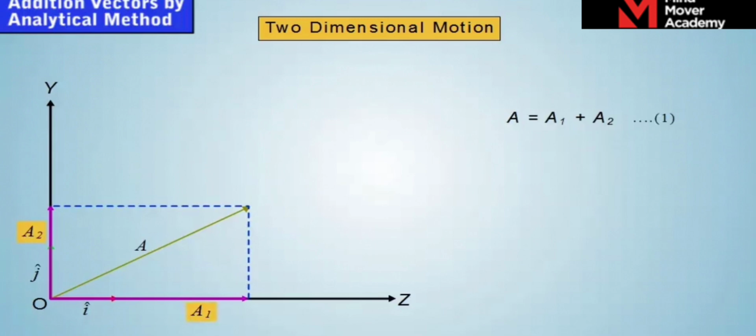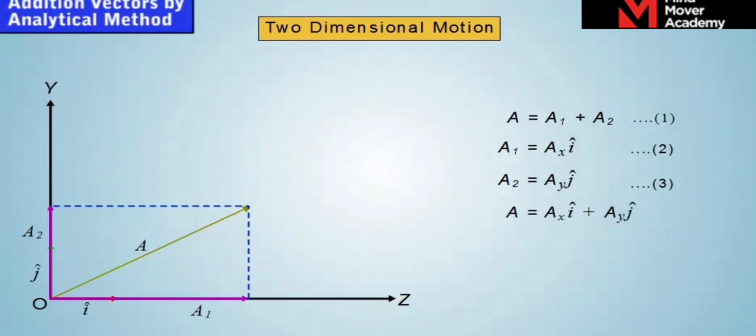Let this be equation 1. As A1 is parallel to i, you can write A1 is equal to Ax i. Let this be equation 2. Similarly, A2 is equal to Ay j. Let this be equation 3. Substituting 2 and 3 in 1, you get A is equal to Ax i plus Ay j. Ax and Ay are the magnitudes of the components of A in the x and y direction.